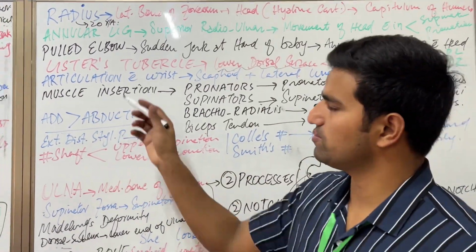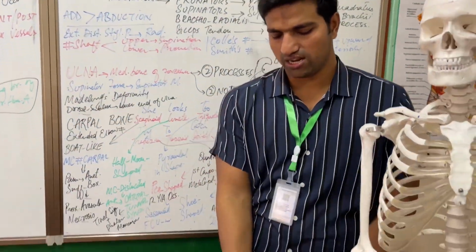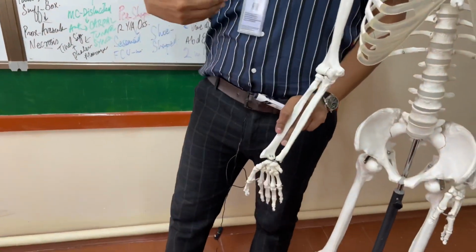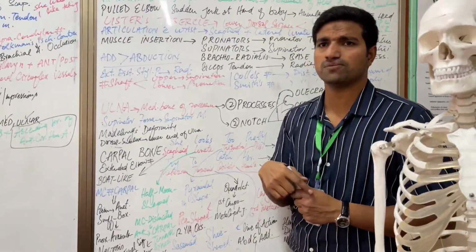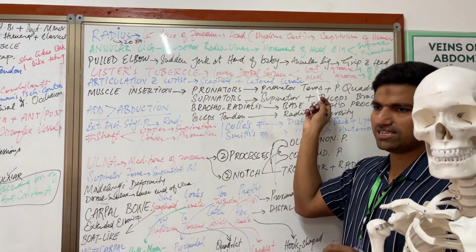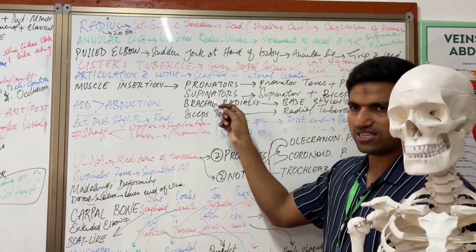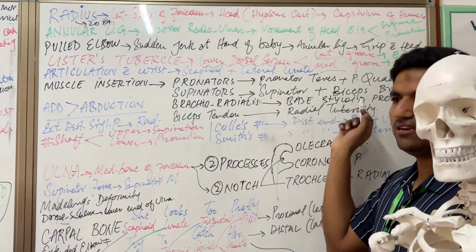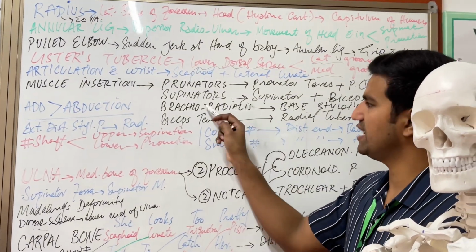Then we will talk about some articulation at the wrist joint. The radius makes an articulation at the wrist joint with the scaphoid bone and the lateral side of the lunate bone. Then we have talked about muscle insertions. There are 4 types of muscle. First of all, the pronator muscles. Which 2 muscles? Pronator teres and pronator quadratus. Supinator muscles are also attached to the radius, that is the supinator and biceps brachii muscles. Brachioradialis muscle, there is no fun in telling.